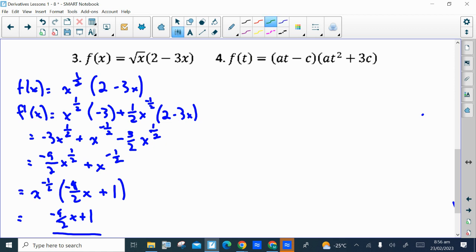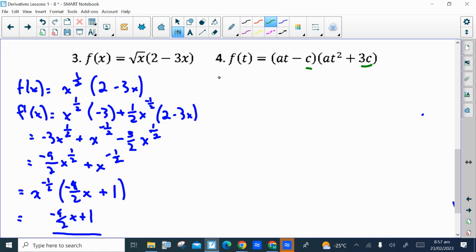When it says f at t equals, that's telling us that f is a function of t. That means t is the variable. That's the part that's going to change. Any term that doesn't have a t, which would be the c and the 3c, when you differentiate those terms, you're going to get 0 because they're constants. T is the only variable here that would change.